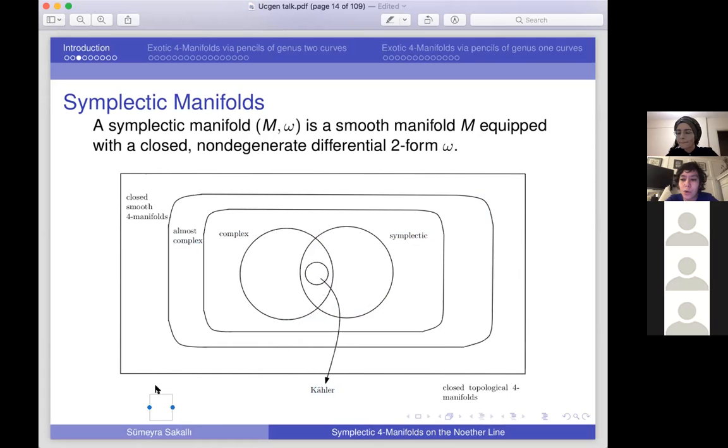Sümeyra, what is an almost complex manifold? Almost complex, it is a structure. The definition is a bit technical.